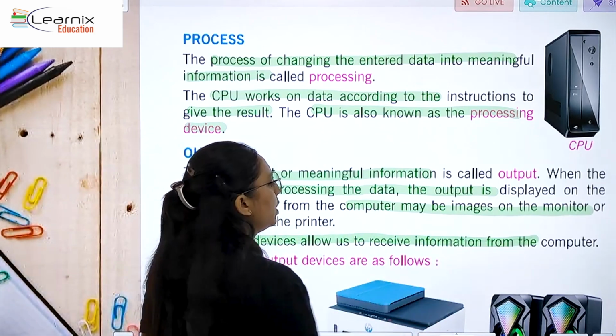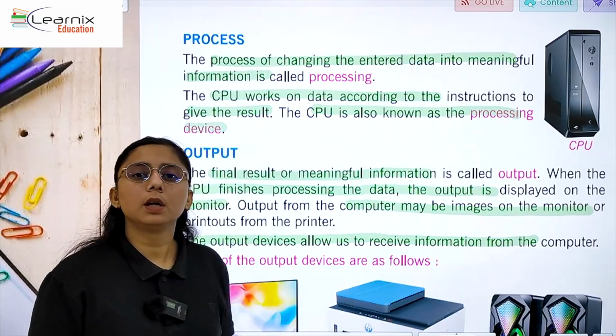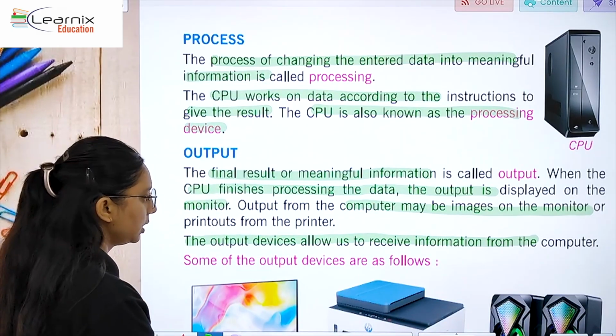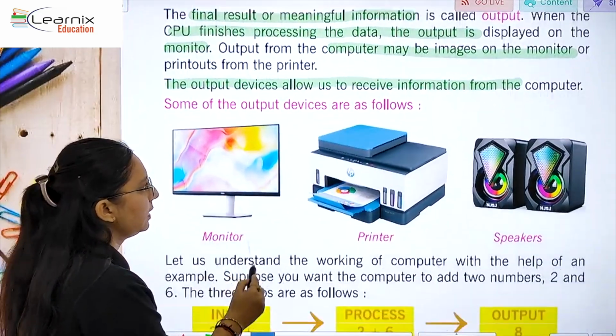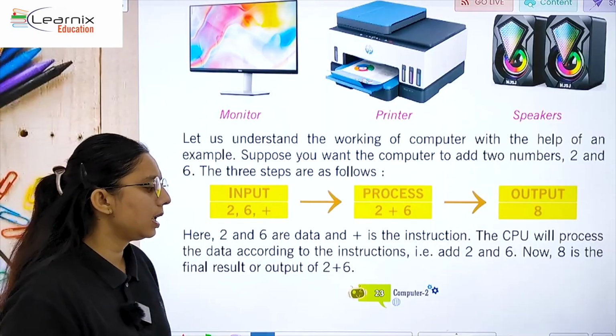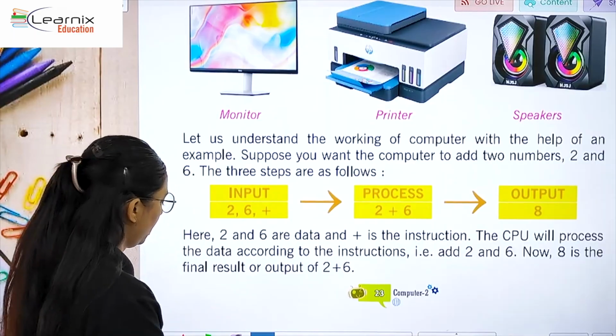The output device allows us to receive information from the computer. Output devices allow us to receive information from the computer, like the monitor, printer, and speaker. What are these? These are output devices.